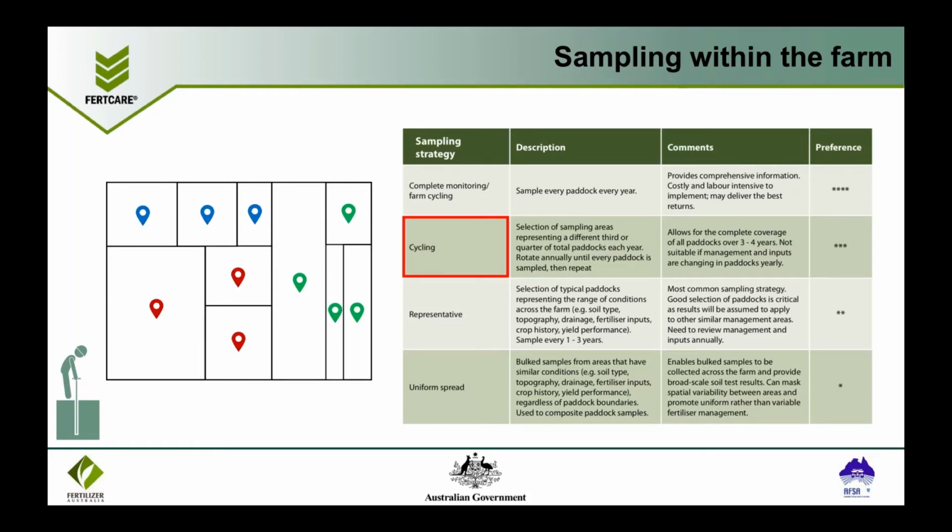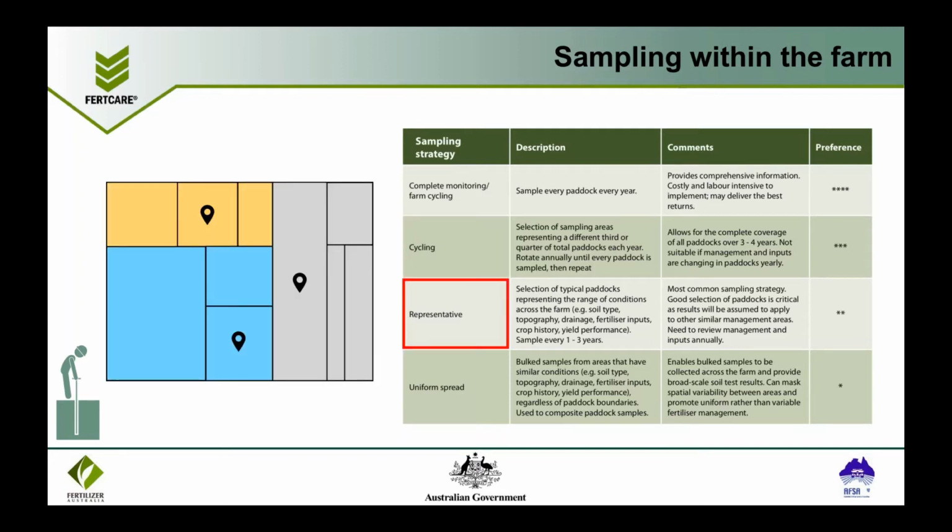Another option that people often use is to move around the farm, or what we call cycling, where in this particular example, you can see the graphic on the left-hand side there, where you might do a third of the farm each year. So you might do the blue locations one year, you might do the red locations another year, and you might do the green locations in the third year. So you've essentially cycled around the farm in 3 or 4 years.